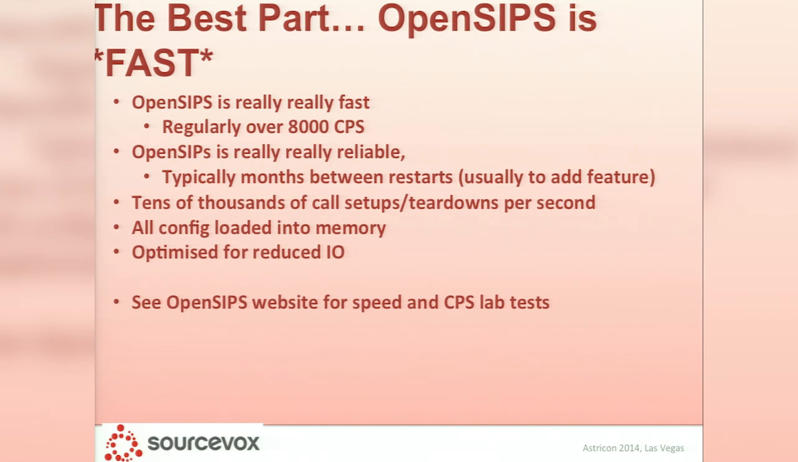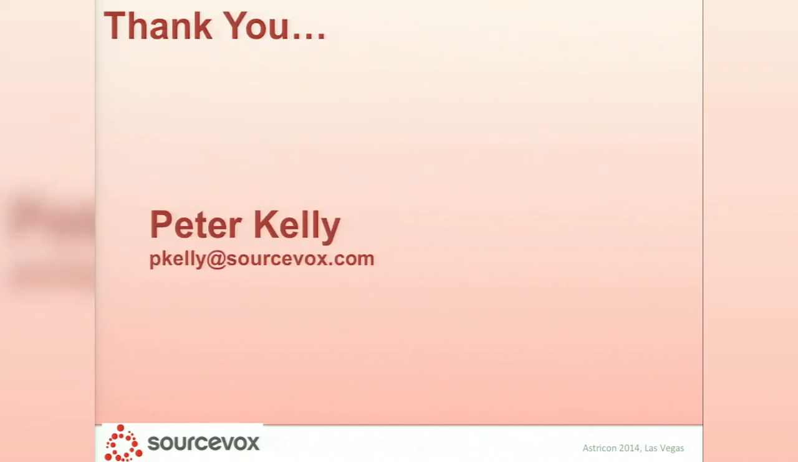It's very reliable. You typically get an OpenSIPS server and you can go and look at it and say, oh, this thing's not been restarted for like 2 years. And usually the reason you would restart an OpenSIPS server is just to add a feature or if you made some kind of change. It's memory-based configuration, and it's highly, highly optimized. The guys that develop it are forever reducing the I/O on OpenSIPS to basically just keep it fast.